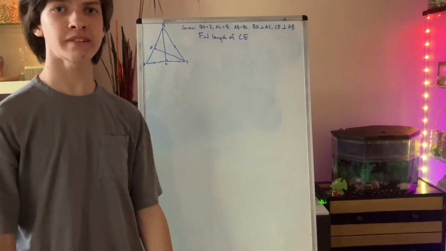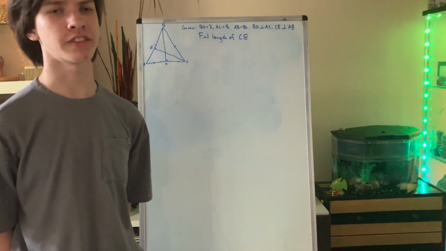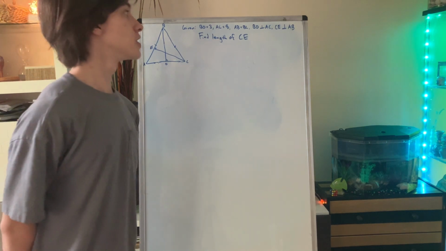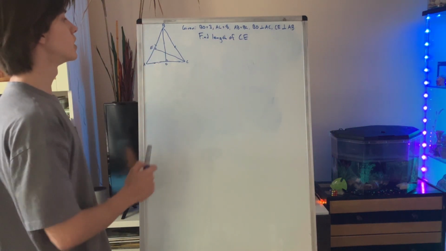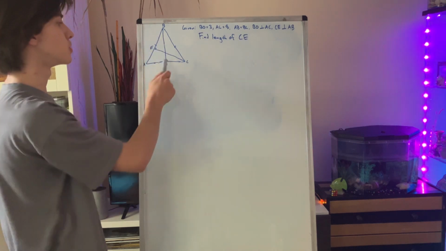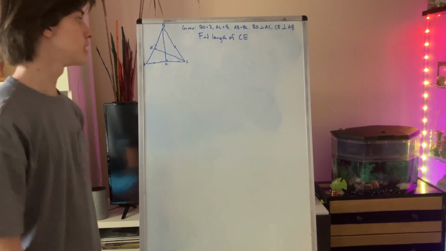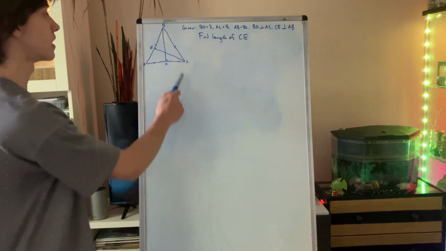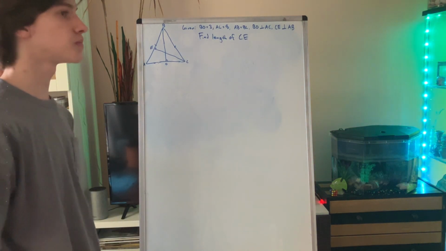Welcome guys! Today we're going to be solving an Olympiad geometry problem using a very quick and efficient method. So, we're given an isosceles triangle, ABC, with the length of its altitude to its base being 3, and the base itself being 8. And we have to find the length of the altitude to its leg, CE, right here.